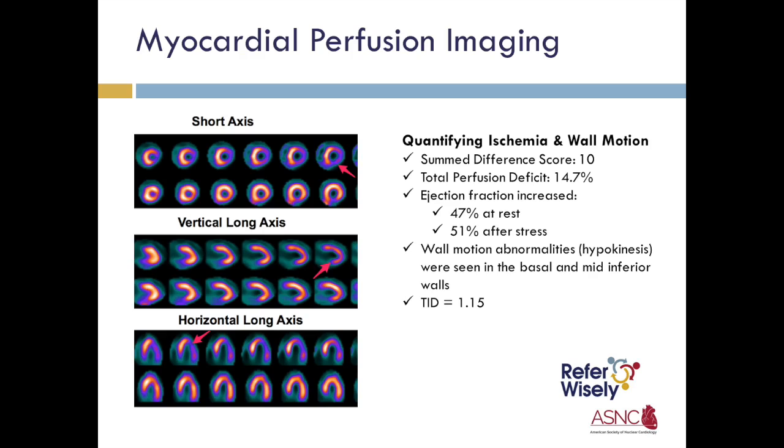The third, not shown here, is gating, where you're able to see the left ventricular function, and we see that it increased from 47 to 51% after stress, but abnormalities were seen in the base of the heart, similar to the area of the ischemia.